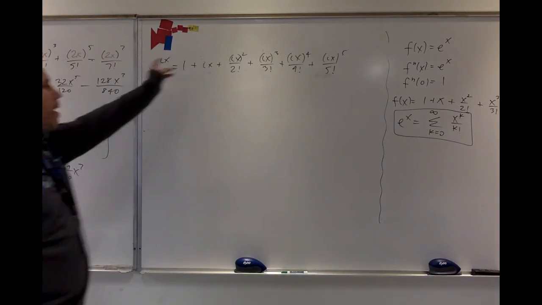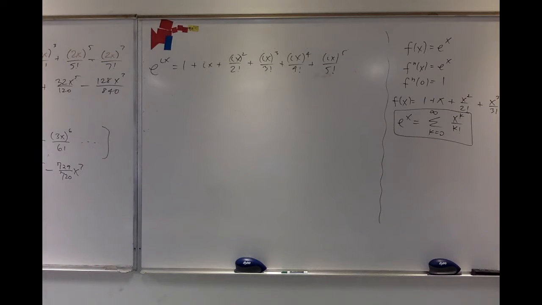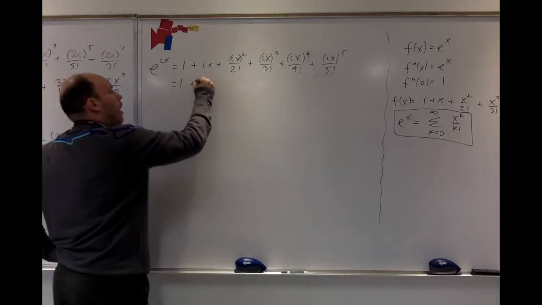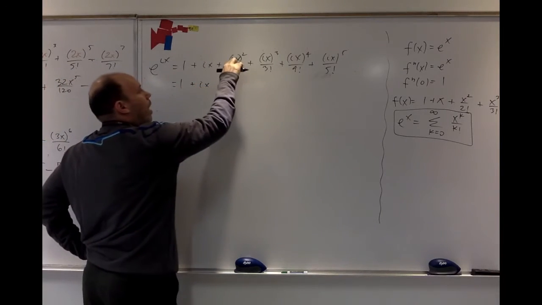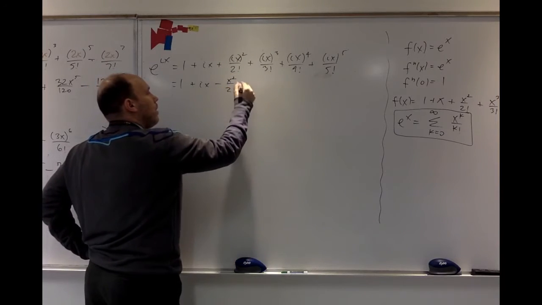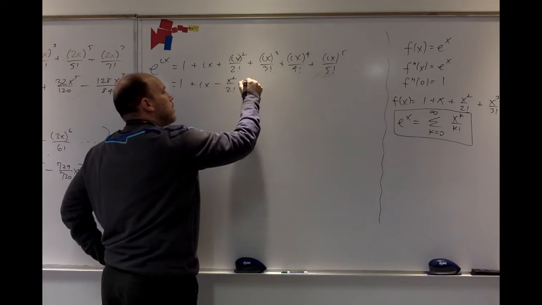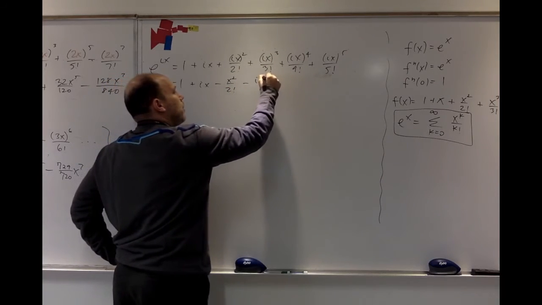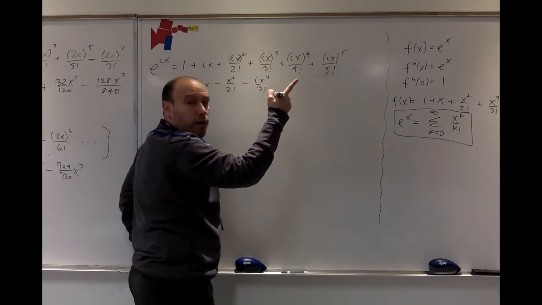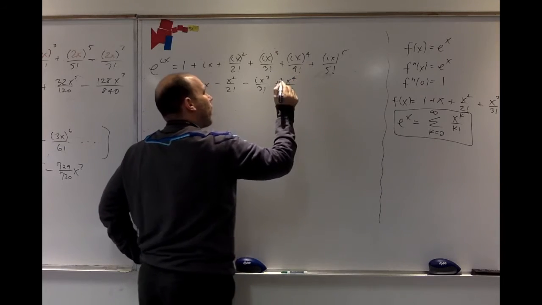Well, let's pretty this up a little bit because we have to take care of some things. We have 1 plus ix. Well, i squared is negative 1, so this is minus x squared over 2 factorial. What's going on over here? Well, i cubed is negative i. So this is minus i x cubed over 3 factorial. i to the 4th is 1. So we have plus x to the 4th over 4 factorial.